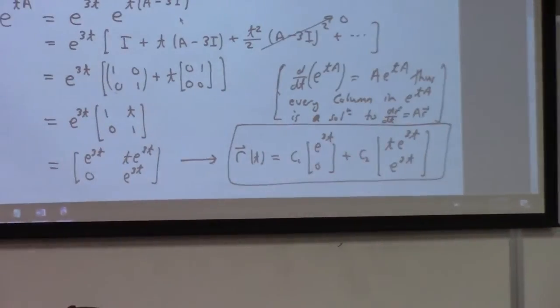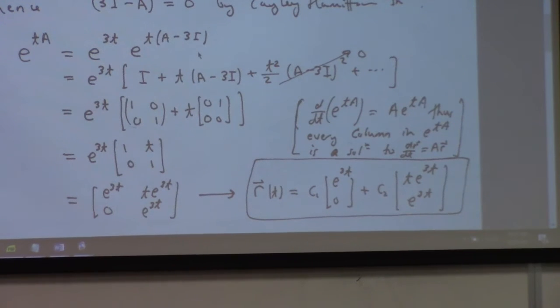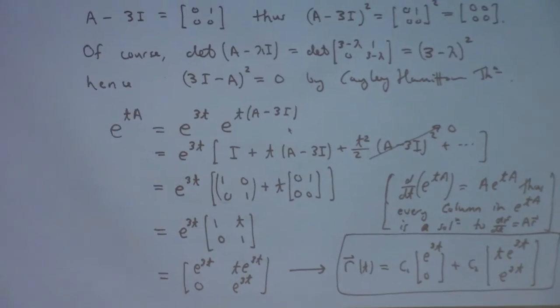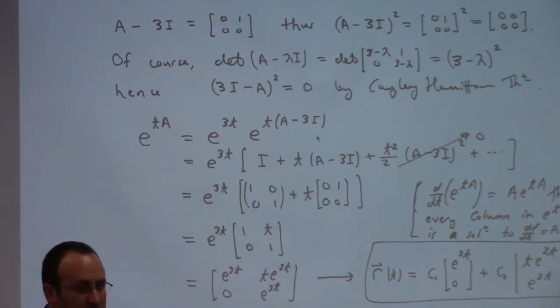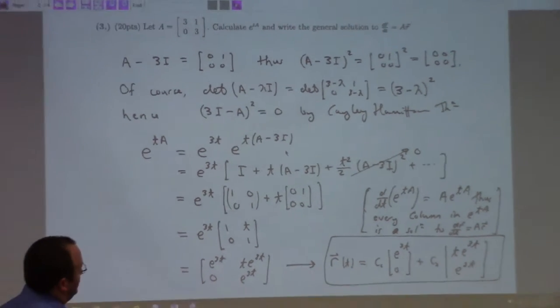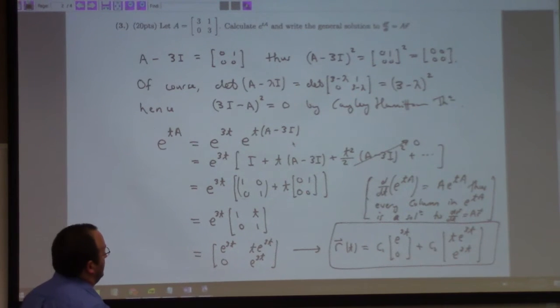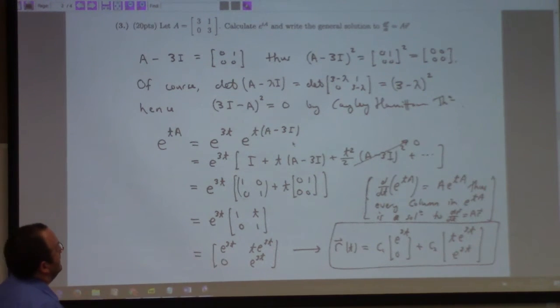Let me move on here. Number 3 was very much like an easier version of a problem I gave you on the mission. On the mission I had the 2, 2, 2 one with the ones on the diagonal above, with 3 2s and 2 1s, the 3 by 3 Jordan block. Anyway, here, what I do is I determine that A minus 3I squared is 0.